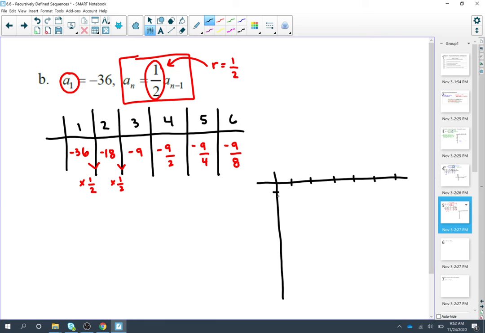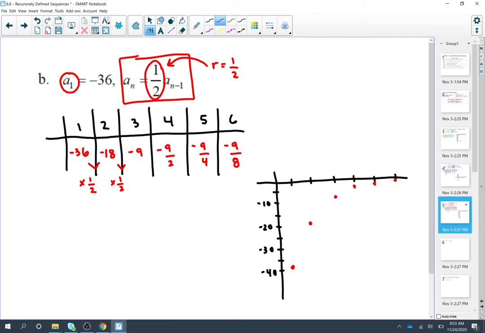So I'm going to go by 5s. Negative 5, 10, 15, 20, 25, 30, 35, 40. So negative 10, 20, 30, 40. Okay, at 1, I'm at negative 36. At 2, I'm at negative 18. At 3, I'm at negative 9. At 4, I'm at negative 9/2, which is negative 4.5. Then negative 9/4 is even smaller, and then negative 9/8 is even smaller.